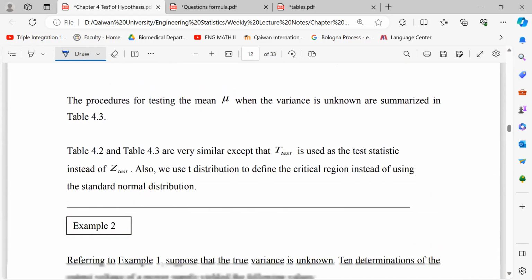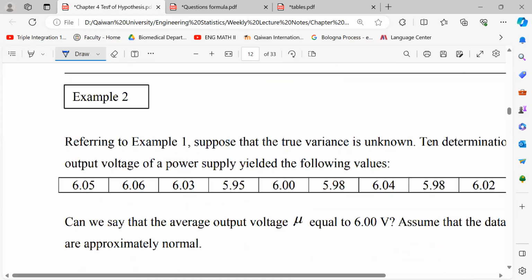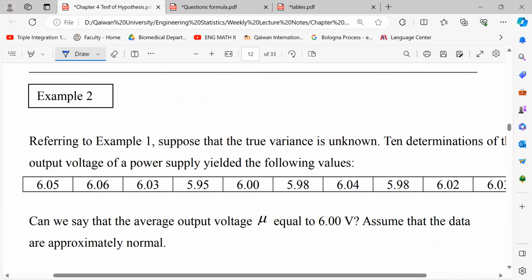Let's take this example. It says referring to example 1. Back to example 1, suppose that the true variance is unknown. It's given that the variance is unknown, so it's this case. We need to use the t-test.